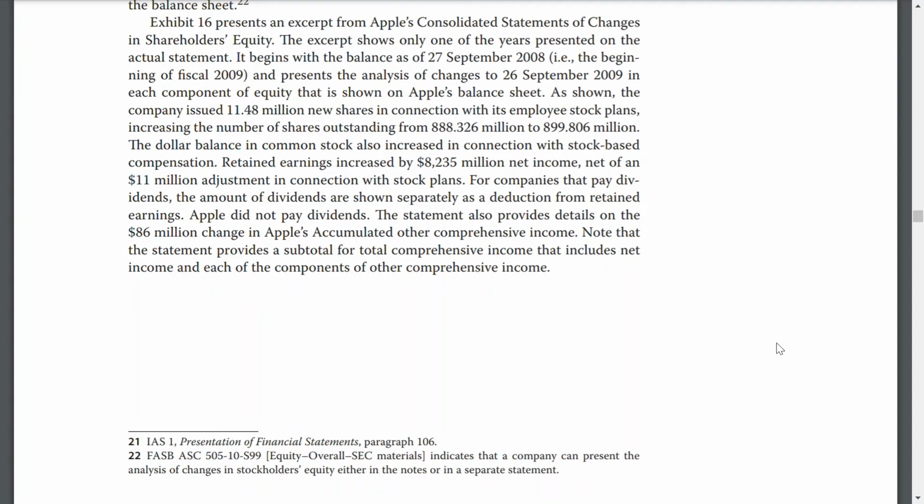Retained earnings increased from 8,235 million with net income, adjusted by 11 million in connection with the stock plans. For companies that pay dividends, the amount of dividends is shown separately as a deduction from retained earnings. Apple does not pay dividends. The statement also provides details on the 86 million change in Apple's accumulated other comprehensive income. Note that the statement provides a subtotal for total comprehensive income that includes net income and each of the components of other comprehensive income.